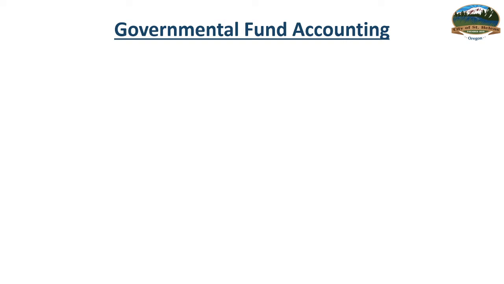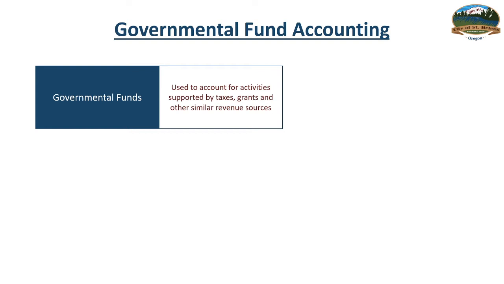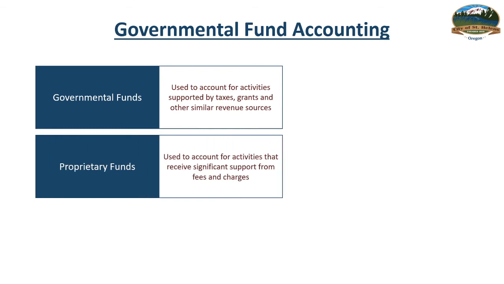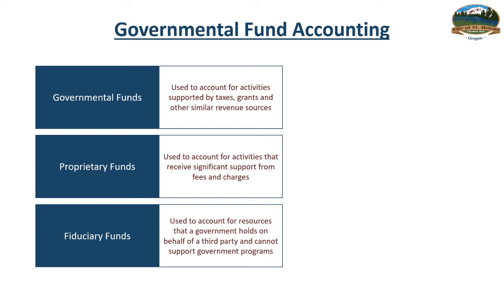Oregon budget law requires that three main categories appear in government budgets. The first category is called governmental funds. These are funds that are used to pay for activities that come from money collected from taxes, grants, and other similar revenue sources. The second category is proprietary funds. These are funds used for activities that are supported mainly by fees or charges to customers. The third category is called fiduciary funds. These are funds for resources that a government agency may hold on to on behalf of a third party. These funds cannot be used to support any government programs.